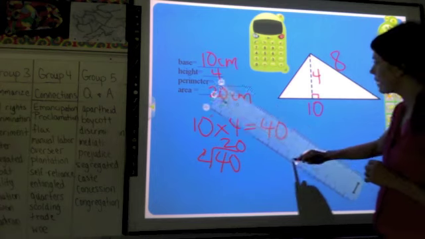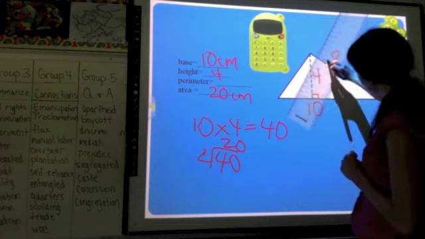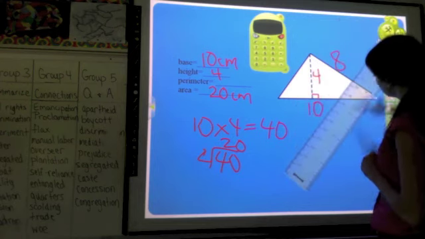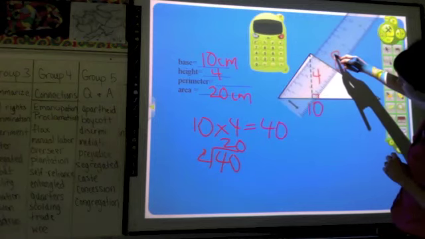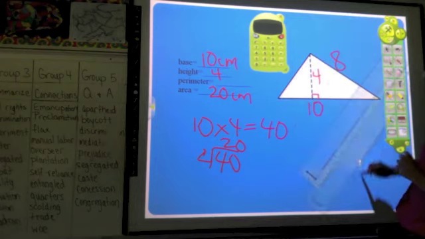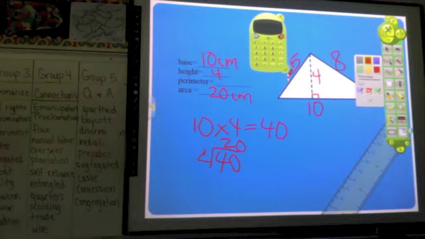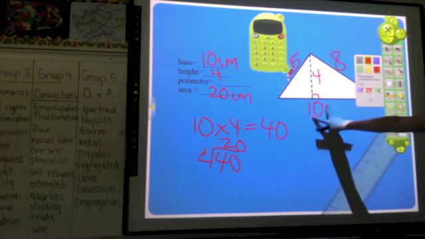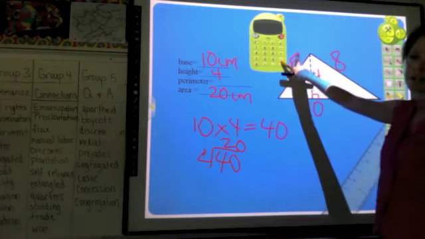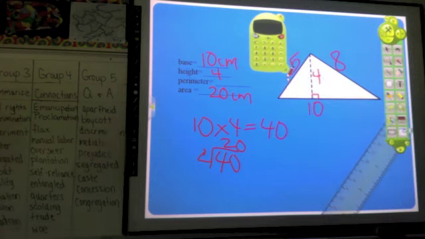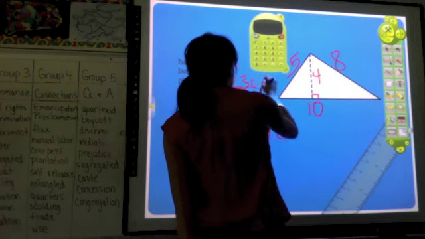I'm going to flip my ruler around and measure the other side. And this side, as soon as I get it lined up, is about 5 centimeters. So I'll put a 5 here. To find the perimeter, I would just add up all these sides. I know that 10 plus 8 is 18, and 18 plus 5 is 23. So I know that the perimeter of this triangle is 23 centimeters.